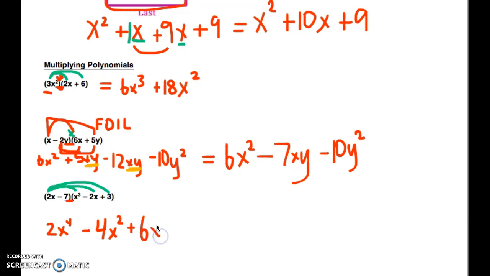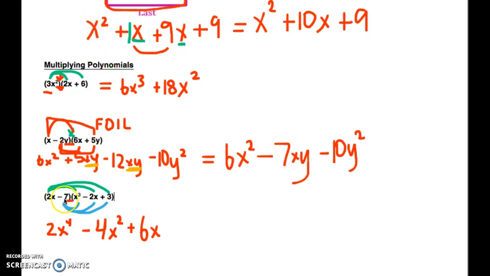Okay, now that I have finished with my first term, multiplying it to every term in my second parentheses, let's take our second term and we're going to multiply our second term by every other term in the second parentheses. Okay, so let's keep going here.